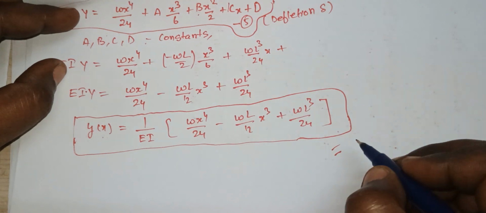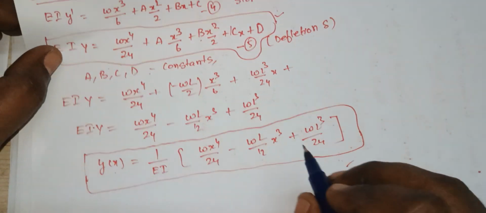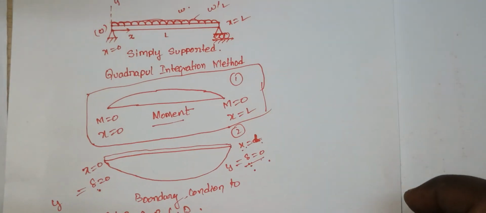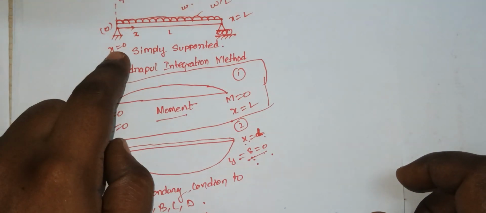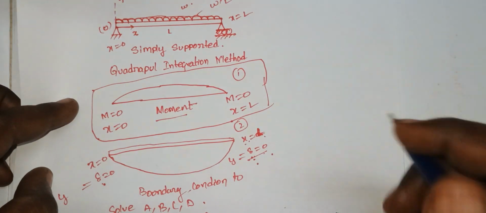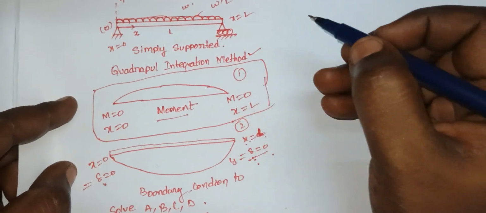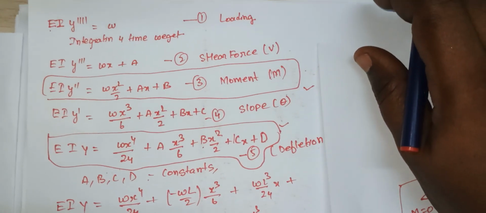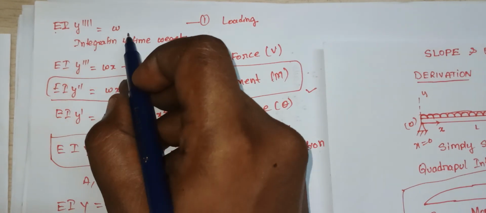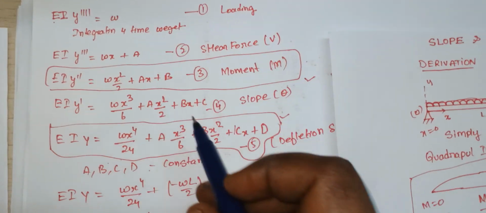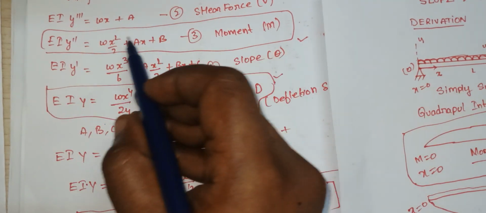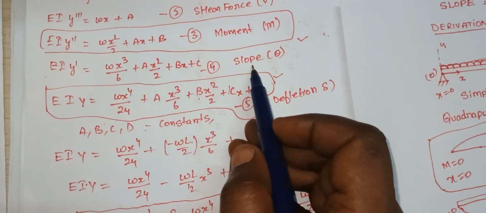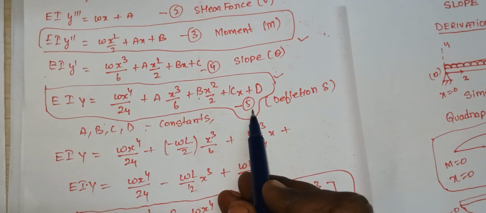This derivation is very common, and it is also useful in many competitive examinations and in civil engineering. This derivation becomes very important for the simply supported beam. For the simply supported beam, we have used the quadruple integration method. We took EI y double dash is equal to W. Now integrating 4 times, we got equation 1 shear force, equation 2 bending moment, equation 4 for the slope, and equation 5 for the deflection.